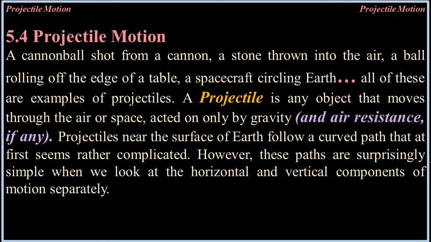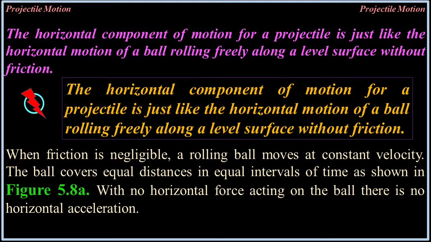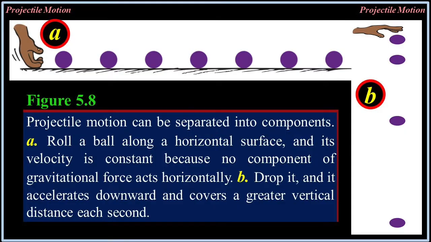Projectiles near the surface of Earth follow a curved path that at first seems rather complicated. However, these paths are surprisingly simple when we look at the horizontal and vertical components of the motion separately. The horizontal component of motion for a projectile is just like the horizontal motion of a ball rolling freely along a level surface without friction. When friction is negligible, a rolling ball moves at a constant velocity. The ball covers equal distances in equal intervals of time, as shown in figure 5.8a. With no horizontal force acting on the ball, there is no horizontal acceleration.